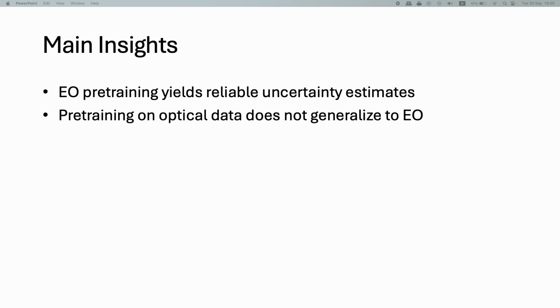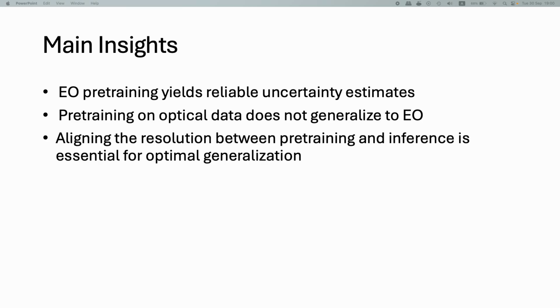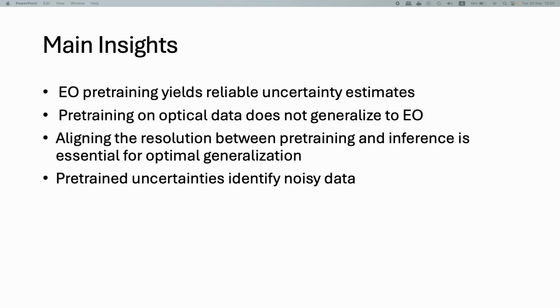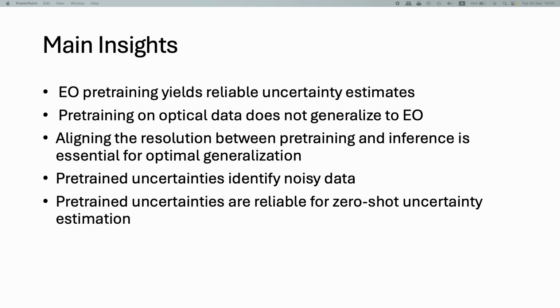The main insights of our work can be summarized as follows. EO pre-training yields reliable uncertainty estimates, while pre-training on optical data does not generalize to Earth observation. Then, aligning the resolution between pre-training and inference is essential for gaining optimal generalization. Pre-trained uncertainties have the capacity to identify noisy data. Finally, our pre-trained uncertainty is shown to be reliable for zero-shot uncertainty estimations.